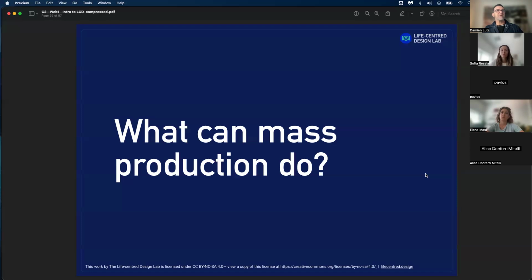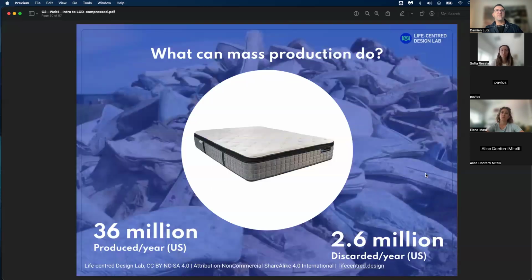Okay, so what can mass production do? So I looked at a real problematic ubiquitous item, mattresses. They're massive, they're bulky, they use a lot of material, they use a lot of energy to move around, creating a lot of carbon. 36 million produced a year in the US and 2.6 million end up discarded in landfill or in nature. So a massive, massive problem.